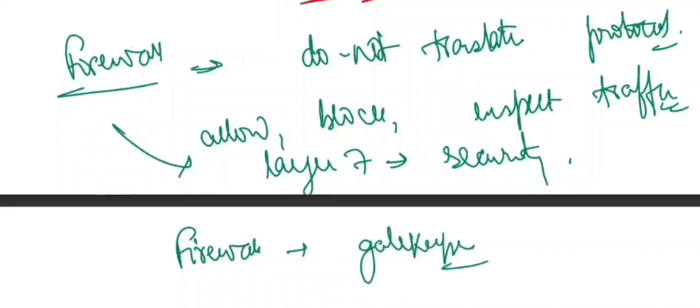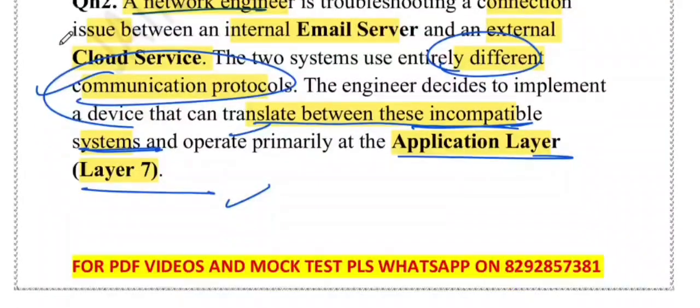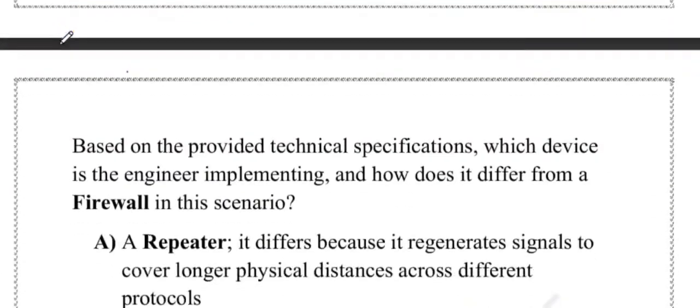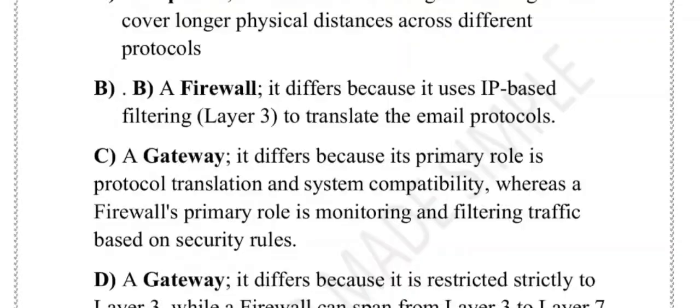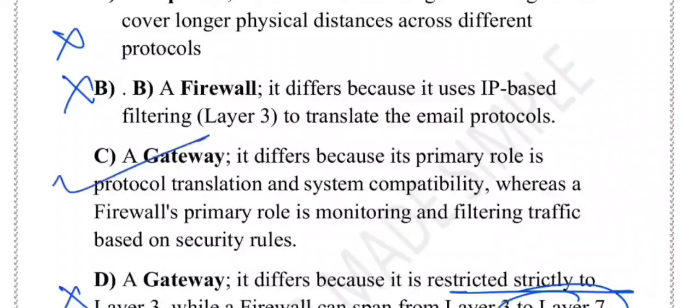Now what is option number D they have provided? Option C they have provided is a gateway. Yes, correct answer. And D they have provided a gateway, but restricted to layer 3, they have exclusively mentioned. But this is incorrect, because gateway mainly works at layer number 7. It does not work only at layer number 3. It can span downward but is not restricted to layer 3. So this statement is technically wrong. So we have seen A is wrong, B is wrong, D is wrong. So the correct answer is option C, gateway.